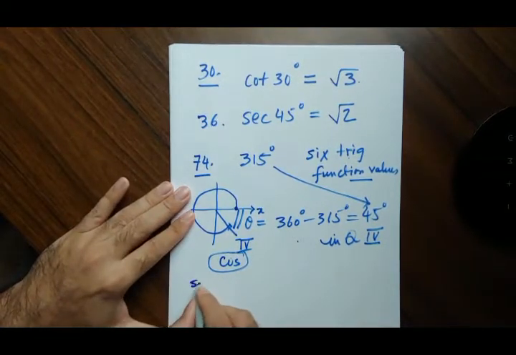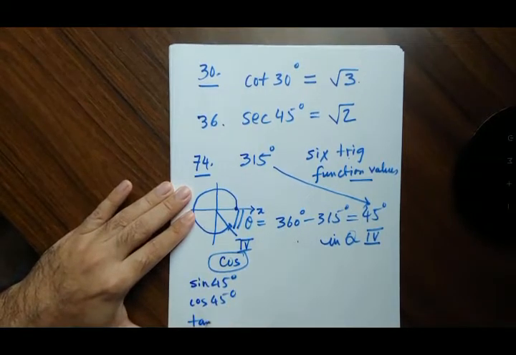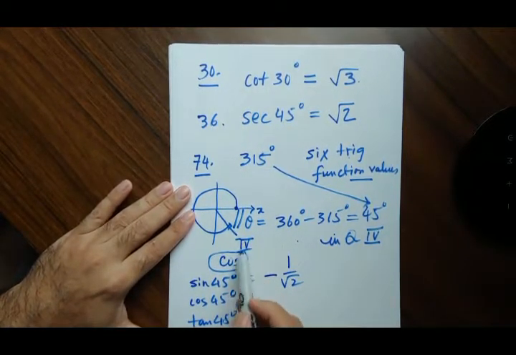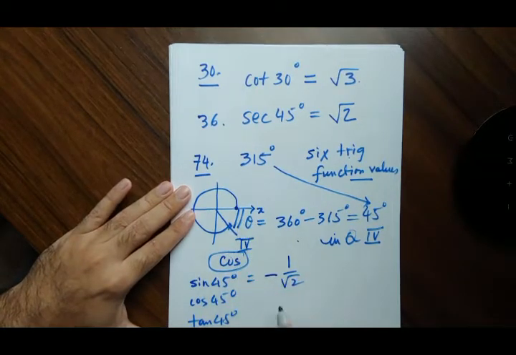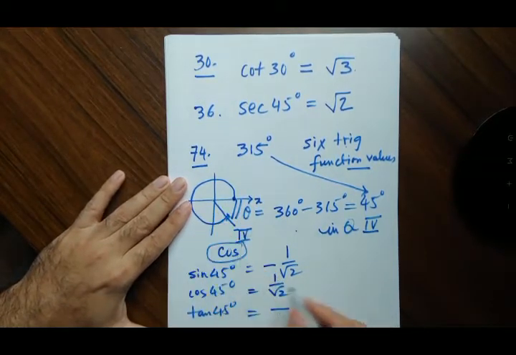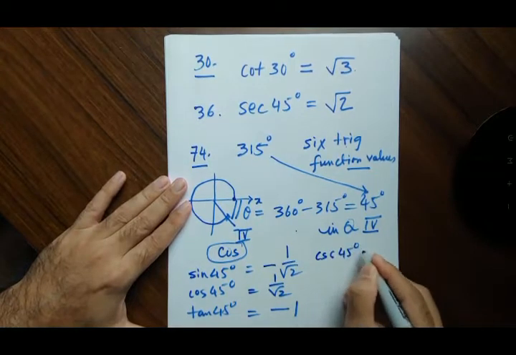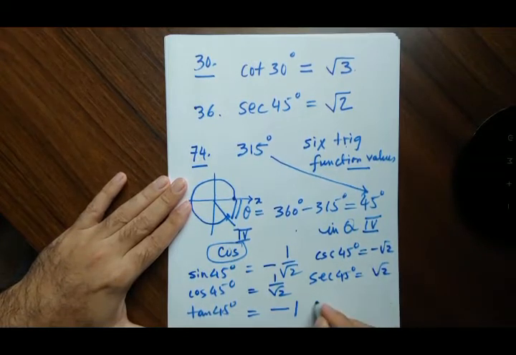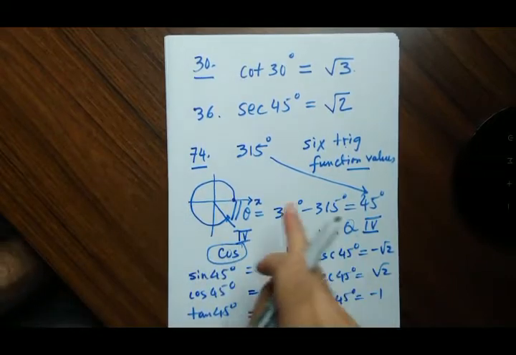So now I can find sine 45, cosine 45, tan 45 in the fourth quadrant. So what is the sine 45 in the fourth quadrant? It would be negative 1 over square root of 2. Why is it negative? Because only cosine is positive in quadrant 4. So cosine 45 will be just 1 over square root of 2, but tangent will be again negative because this is in the fourth quadrant. And similarly, you can find cosecant, which is negative square root of 2, secant, which is square root of 2, and cotangent, which is negative 1.